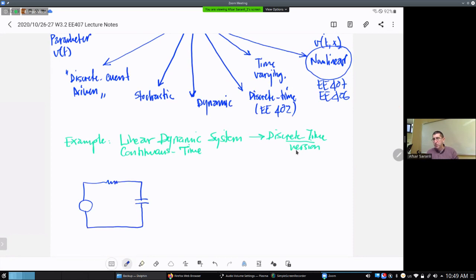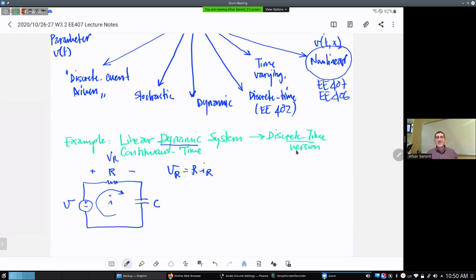Remember, from 302 we have component equations, and we also have topological equations. Let's call this V, the input to the system. We have R and we have C, and we have a single loop, therefore a single current flowing through this component. Now when I say dynamic, remember that we had already discussed that dynamic means defined by differential equations.